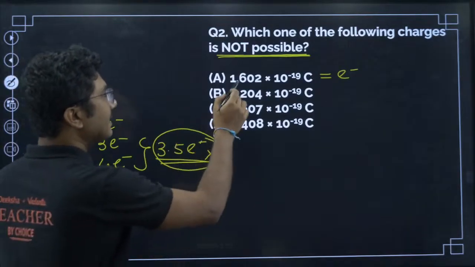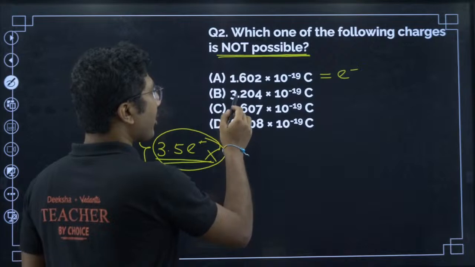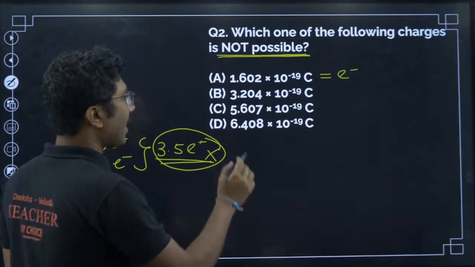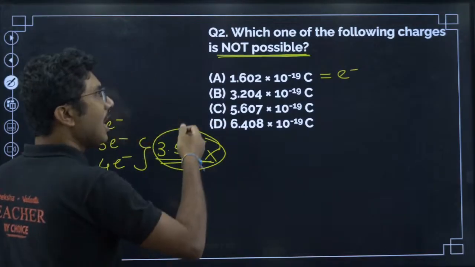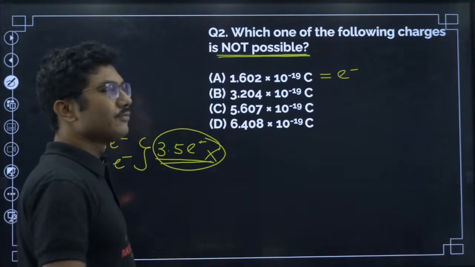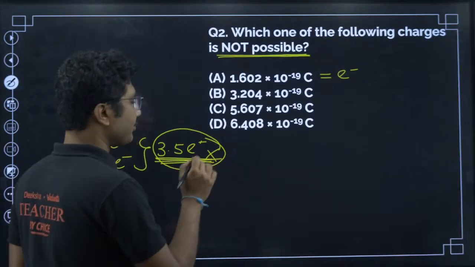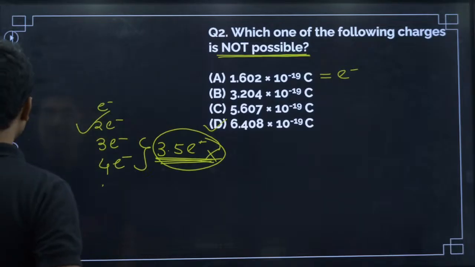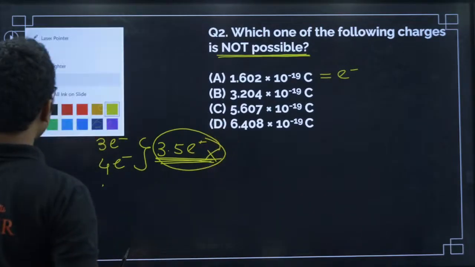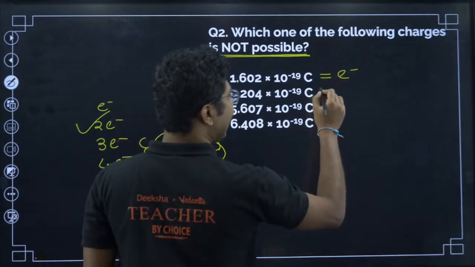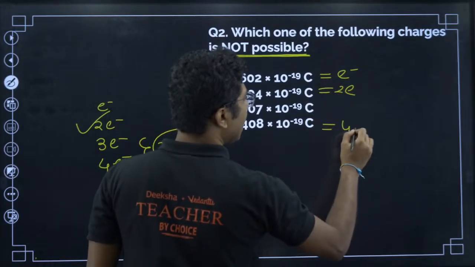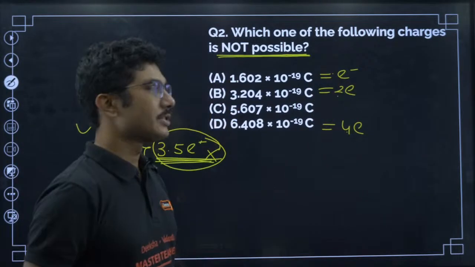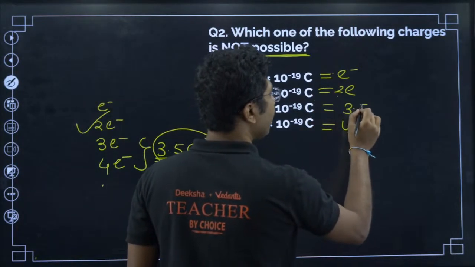So if you see that this is 1.6, this is 3.2, which is exactly double, so 2E, right? This one is 5.6, which is actually not 3 times, not 4 times, it is 3.5 times. Okay, this one is 4 times. So this is E, this is 2E, this is 4E. These all are possible because they are integers. 1, 2, 4, they are integers. But here this is 3.5E.